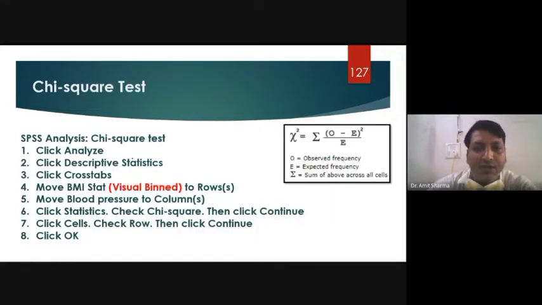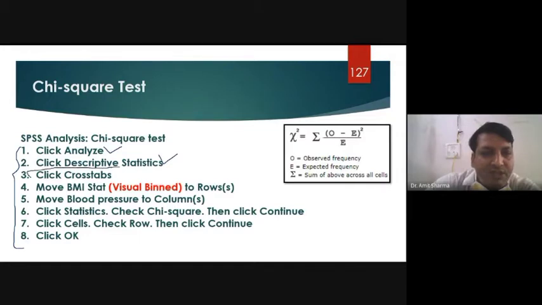I will let you know how we are going to apply the Chi-Square with the help of software called SPSS. These are the steps which you have to follow for the Chi-Square test. If you are going to apply it with SPSS, you have to click on Analyze, then click on Descriptive Statistics, and Crosstabs is the main option where you are going to find the test called Chi-Square.